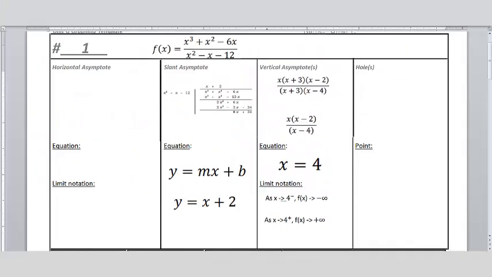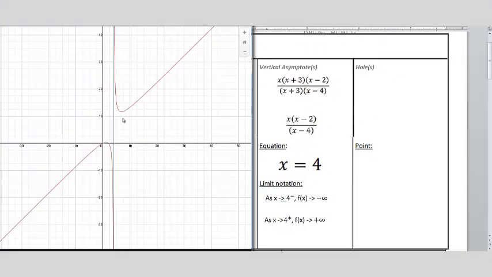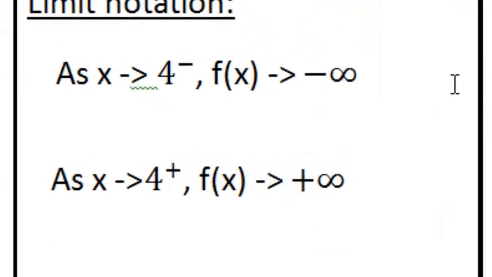So if we take a look at a real graph from a graphing calculator, we can see that from the left, or from the negative, the graph starts going down, or negative infinity. And from the right, or the positive, the graph starts going up, or into positive infinity. We write the limit notation as seen here.